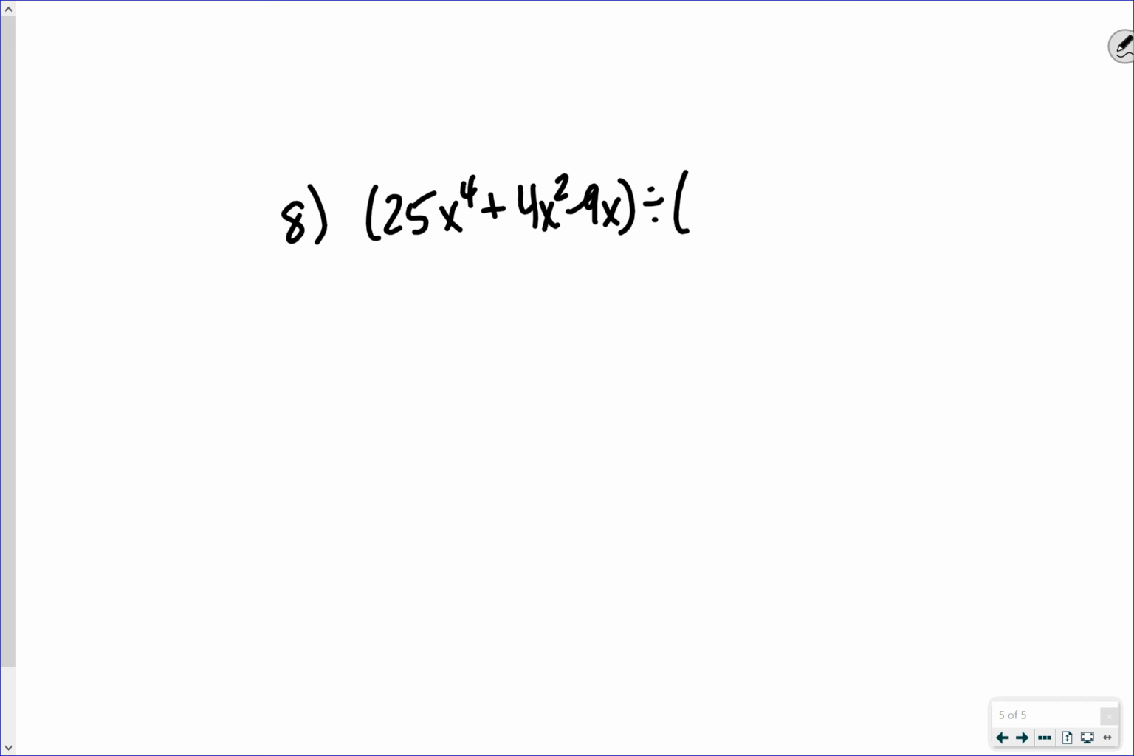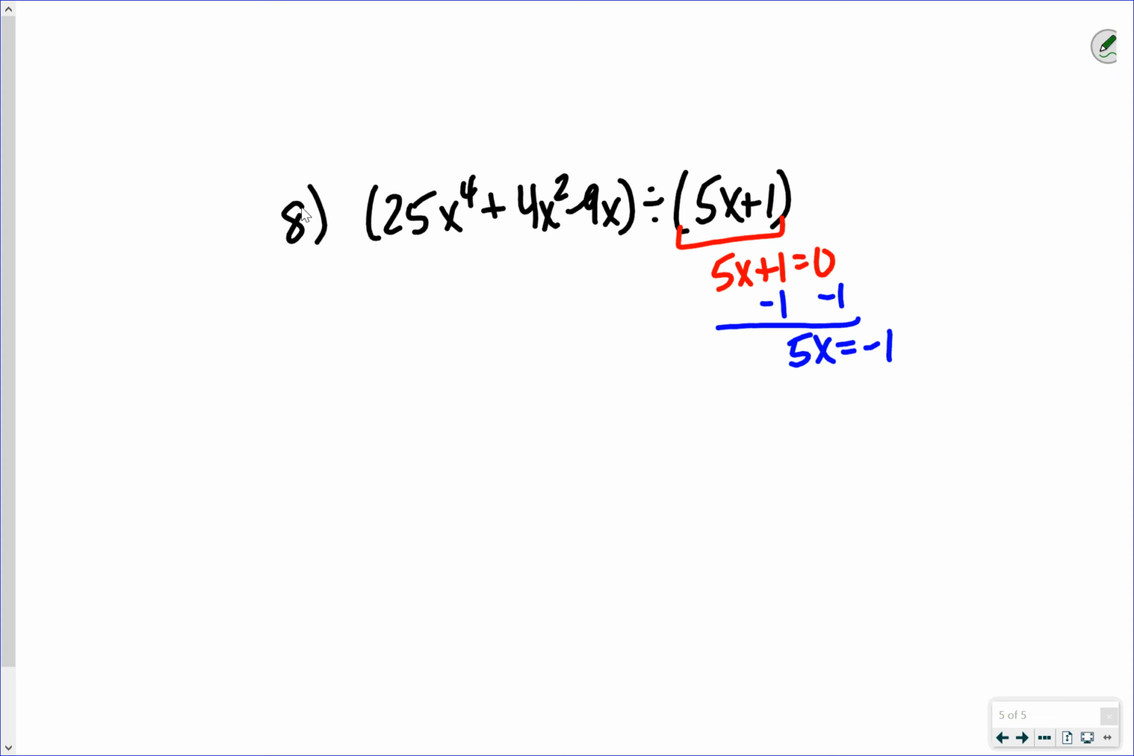Number 8, divide using synthetic. I have 25x to the 4th plus 4x squared minus 9x divided by 5x plus 1. First, I'm going to figure out what makes the number in my divisor equal to 0. So I'm going to subtract the 1. 5x equals negative 1. Divide by 5. X equals negative 1/5. So negative 1/5 goes in my box.